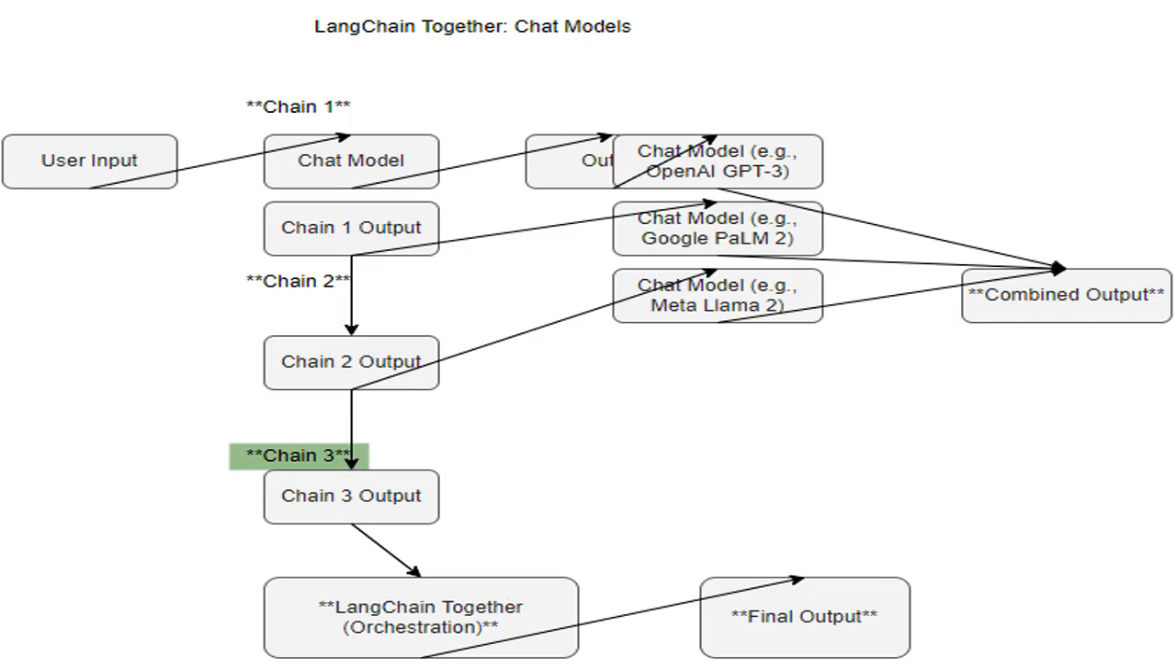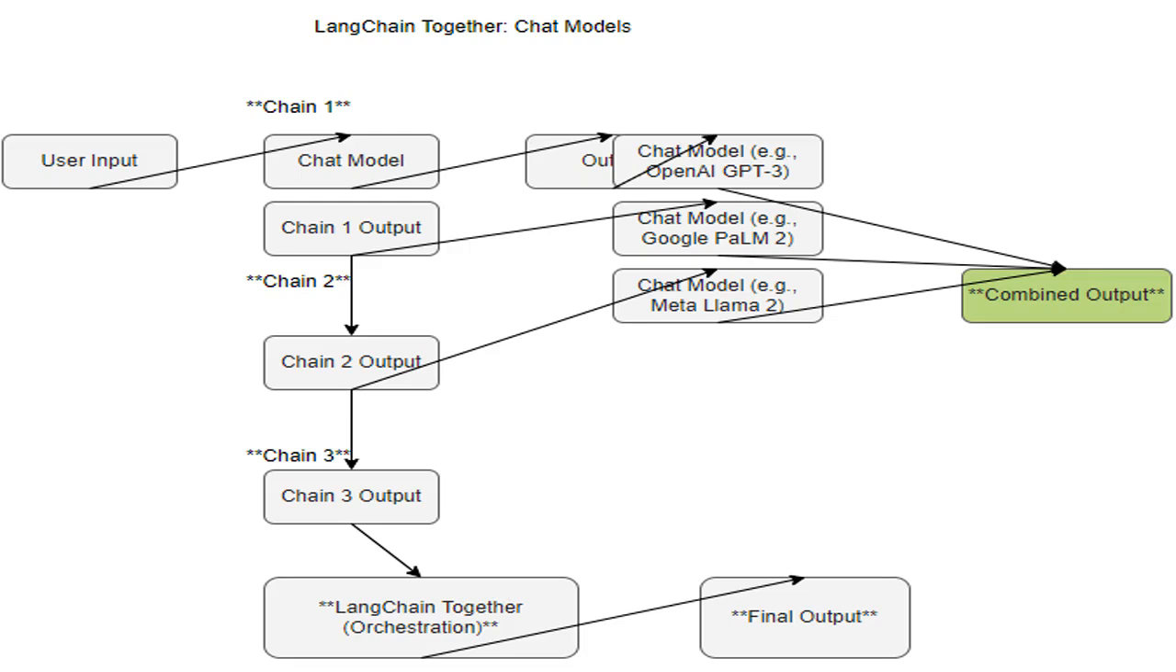Chain 3. The third chain of chat models processes the output of chain 2 and generates its own output. Chat model, e.g., Meta Llama 2. Data flow passes its output to the third chat model. Chat model, e.g., Meta Llama 2, yet another large language model, generates text based on the input from chain 3. Combined output. Data flow sends its output to the combined output component.